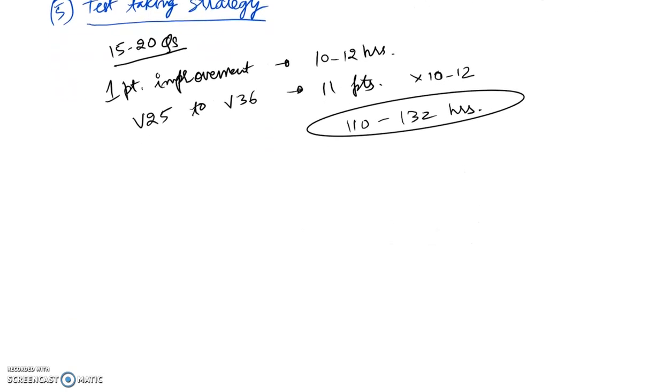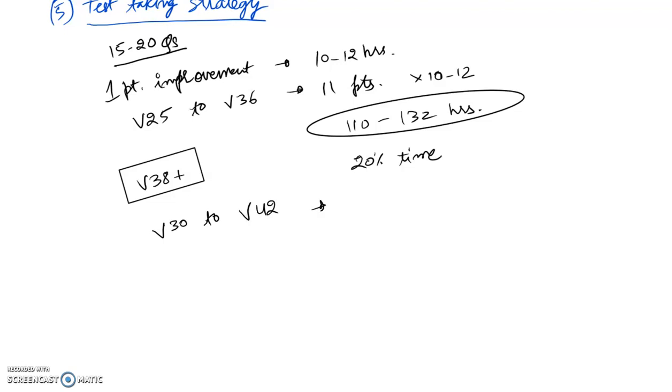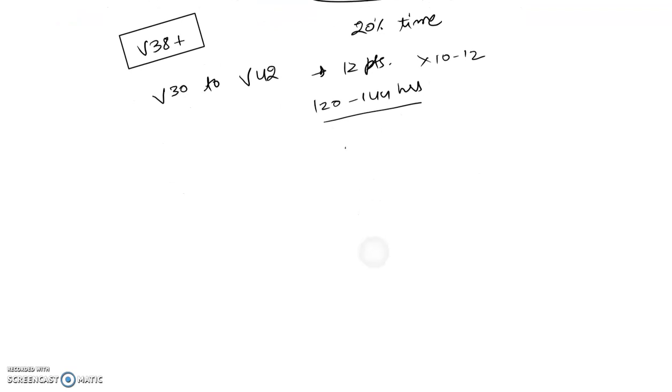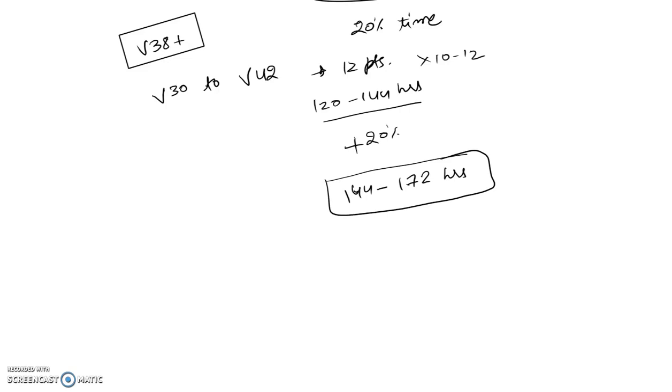Okay, now one more thing that you need to do is, in case you are targeting any score beyond V38, it's a high score, so just add 20% more time to this. Okay, so if you're, let's say, at a level of V30 and you want to go to a level of V42, that's a 12-point improvement. So ideally, when you multiply it by 10 to 12 hours, it becomes 120 to 144 hours, but you just increase the time by 20% more. So if you add 20% on top of it, you end up with anywhere between 144 to 172 hours. Okay, so you can calculate your time required in this way.